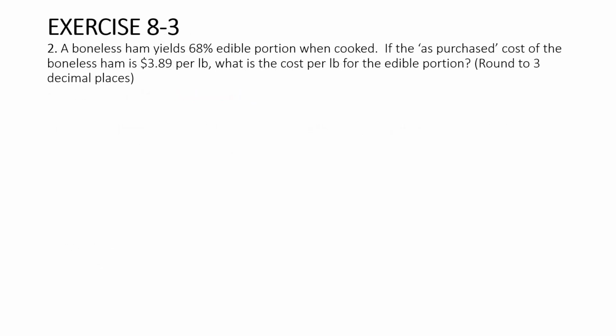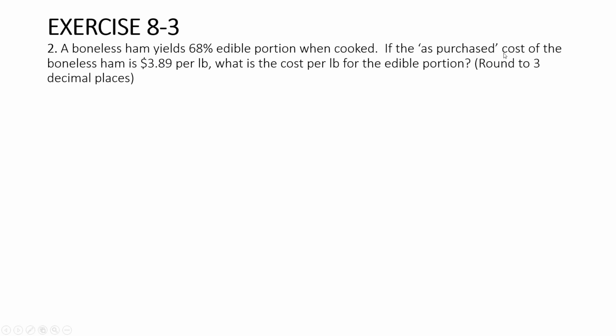Now, our next question. A boneless ham yields 68% edible portion when cooked. Basically, what that means is we've trimmed, we've cooked, and we've gotten it ready, and we were left with 68% of what we started off with.